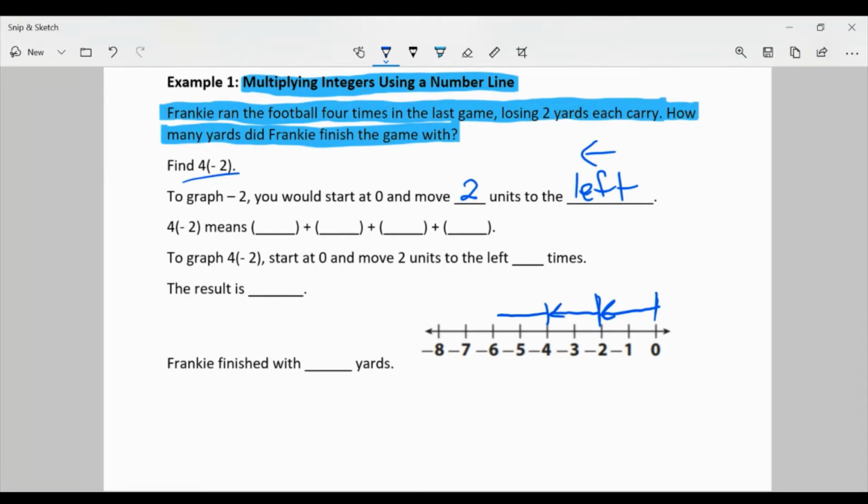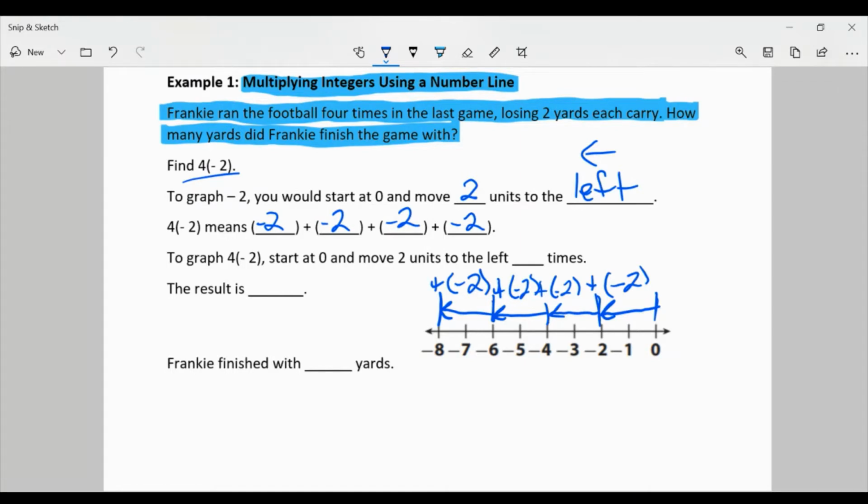That's 2, 3, 4. So now we have 4 negative 2's, right? So I went negative 2. I had to add that negative 2. Then I had to add another negative 2. Then a third negative 2. And finally, the last negative 2, right? For 4 negative 2's. So I can write this problem as negative 2 plus negative 2 plus negative 2 plus negative 2.